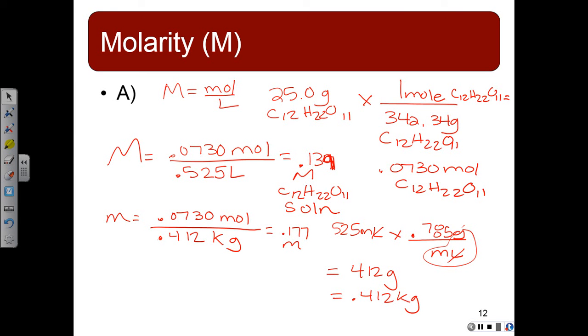All right, next one we're going to do is the mole fraction. It asks only for the mole fraction of sucrose, so we don't have to find it for ethanol here. We already found that we have this many moles. For mole fraction, the moles of what you're looking for goes on the top, divided by the total moles.